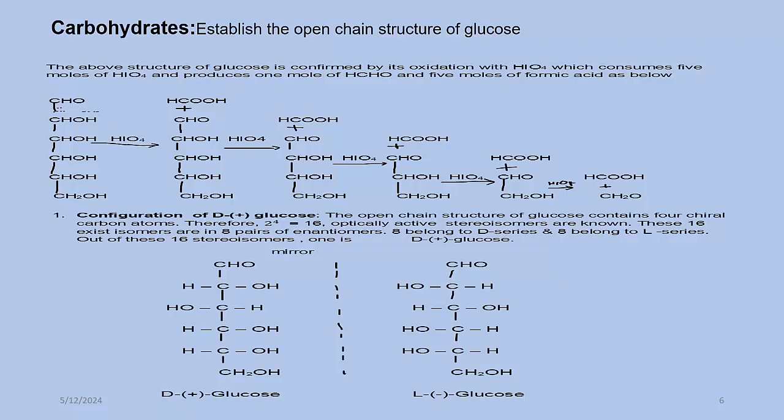Therefore, by the formula 2 to the power 4, a total of 16 stereoisomers must be there. Optically active stereoisomers are known. These 16 isomers are in 8 pairs of enantiomers. 8 belong to the D series and 8 belong to the L series. Out of these 16 stereoisomers, one is D plus glucose, which is written below.